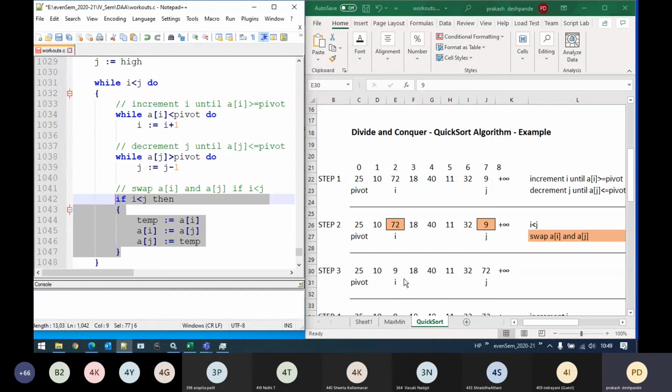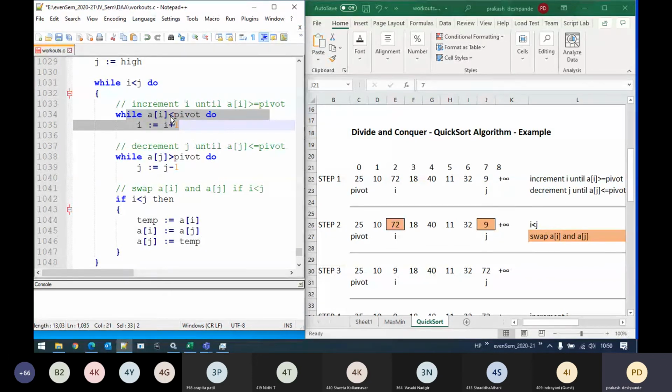When I say the value of i, I mean the index value, which is 2. Is this 2 less than 7? Yes. So since i is less than j, again we will try incrementing i and decrementing j, and based upon the i and j values, either we will swap the ith and jth elements or we will do some other activities. Now coming to the first while loop here.